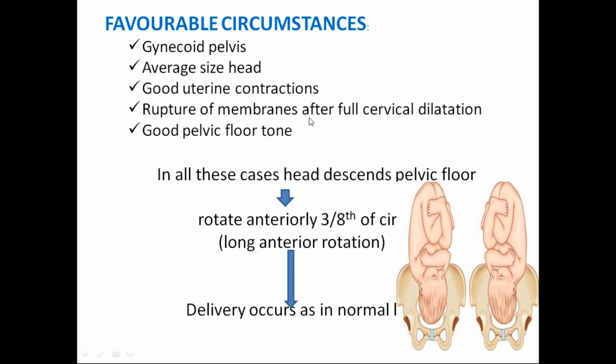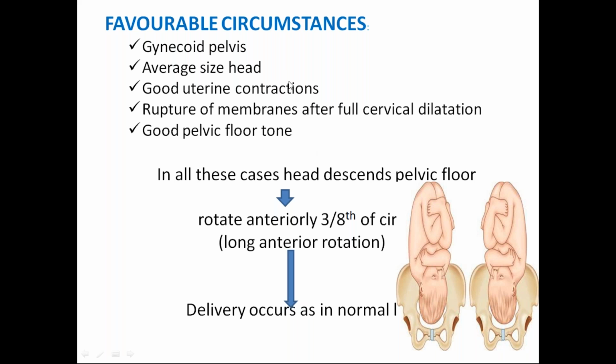Of course, this may be a premature rupture of membranes. We don't wait till full cervical dilatation in most of these cases, because of prolonged labor, sometimes we suspect fetal distress. So you would like to do an artificial rupture of membranes to see whether there is any meconium staining. And also the purpose is to accelerate labor. And then the most important is a good pelvic floor tone, because the internal rotation is mainly the function of the levator ani. So the patient should have good pelvic floor muscles.